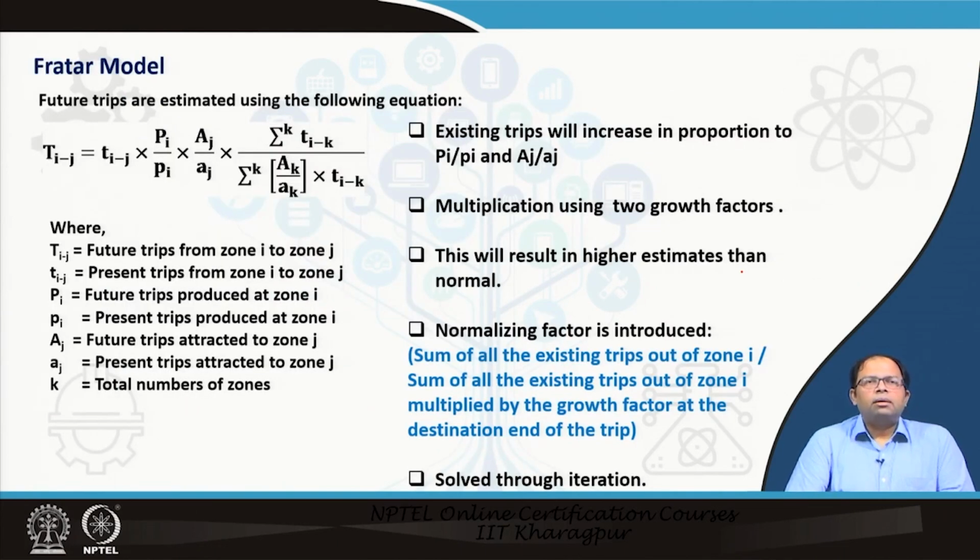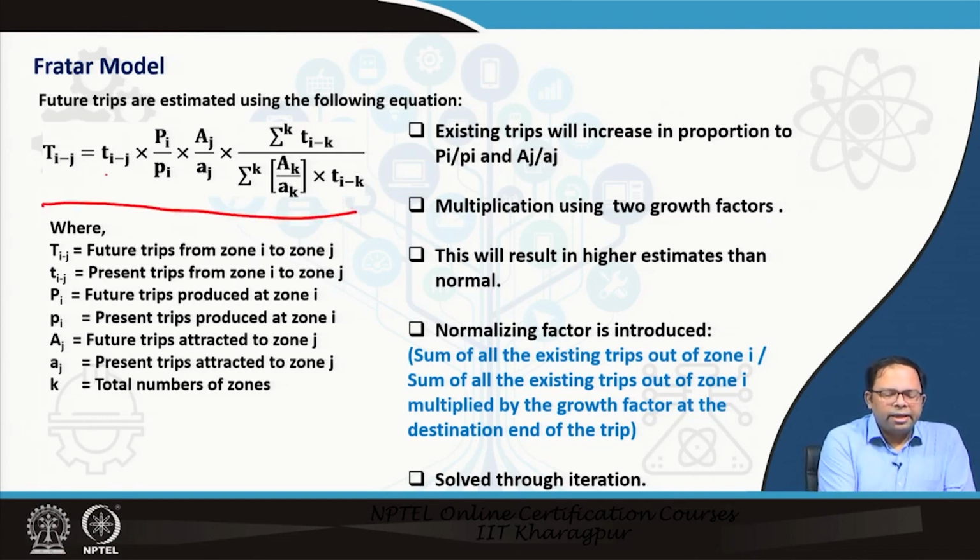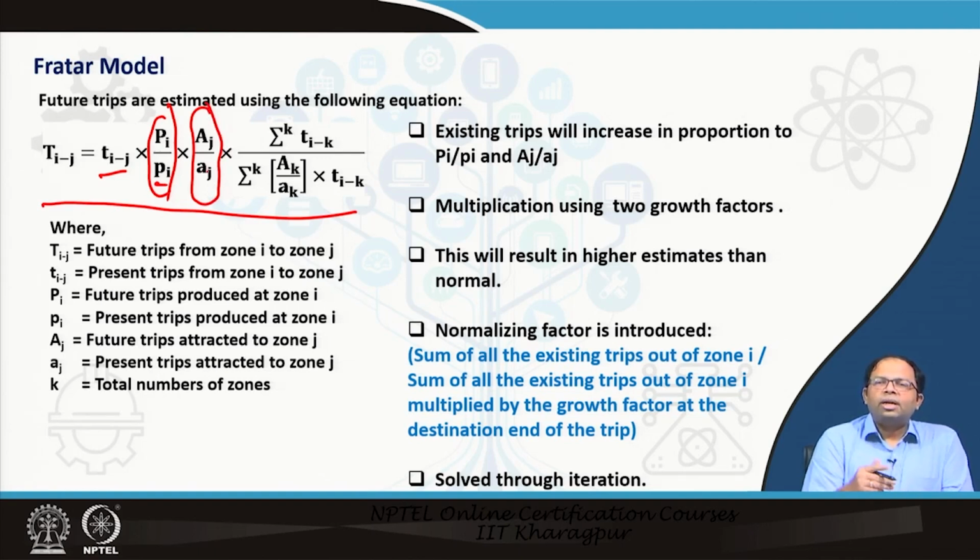So finally we come to another growth factor method. This is also a popular method, which is called the Fratar method. In the Fratar model, future trips are estimated using this particular equation, where Tij is the base year interzonal volume, and Pi by pi is the proportion of increase between future trips produced at zone i, which is Pi, and small pi is the total number of present trips produced in zone i. So this is one growth factor based on production, this is another growth factor based on attraction. Now if I multiply with both of them, we are basically double counting. We are multiplying the growth factor twice.